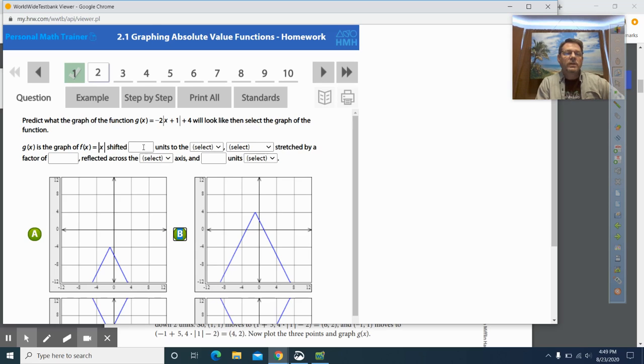So what's it asking here? Left or right? So it's going to be left 1. Right. So type in a 1 there, and it was vertically stretched. Yeah, that's outside. Vertically stretched by a factor of 2, and then it was reflected across the x-axis and up 4 units. Okay, see how we did?